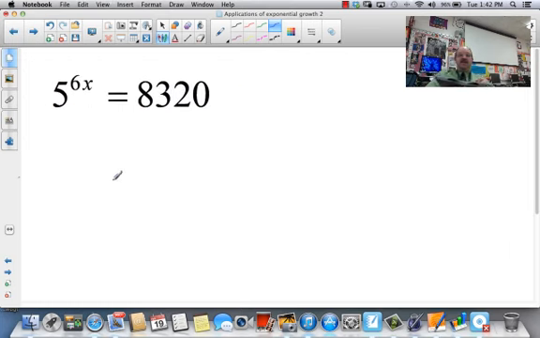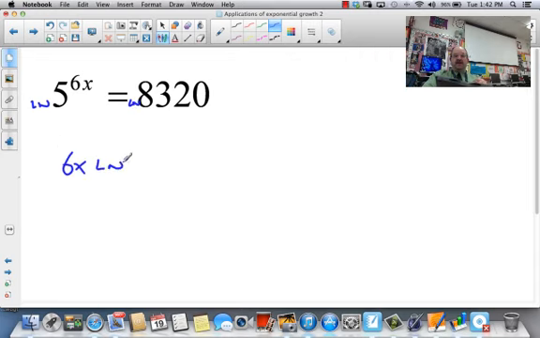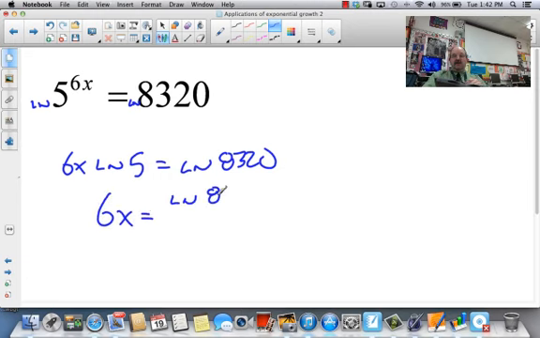Okay? Same story here. I want to know that 5 raised to the 6x equals 8320. So I'm going to use our tricky natural log on both sides, the natural log of 5 to the 6x. So that becomes 6x natural log 5 equals the natural log of 8320. Dividing, I get that 6x equals the natural log of 8320 divided by the natural log of 5. And then I can figure out that x is all this stuff divided by 6. And we can solve problems that way, figuring things out as we go.